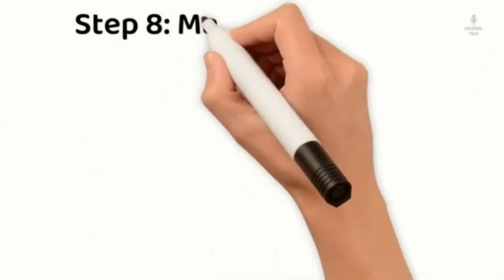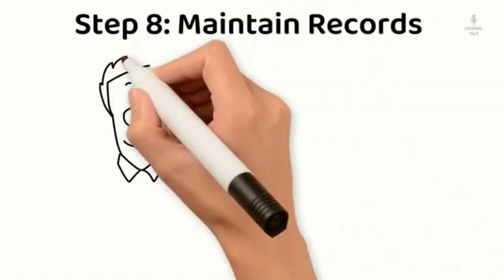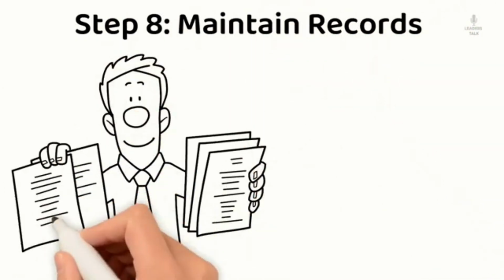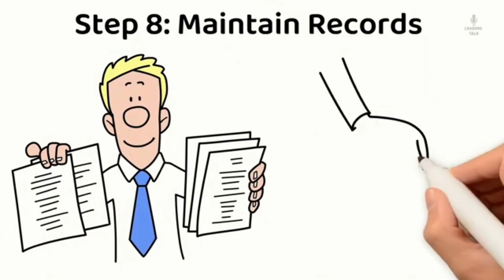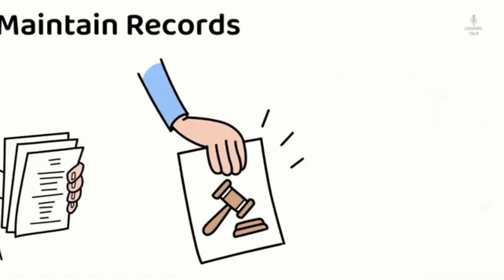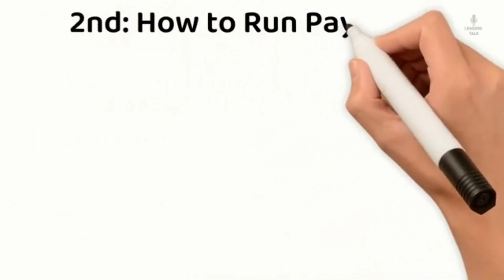Step 8, maintain records. Keep payroll reports, pay slips, tax forms, and employee history for 5 to 7 years, depending on legal requirements. Second, how to run payroll.